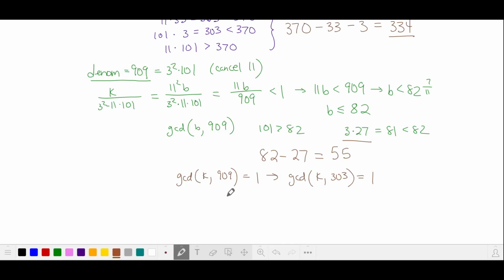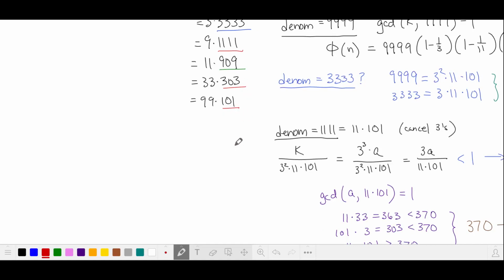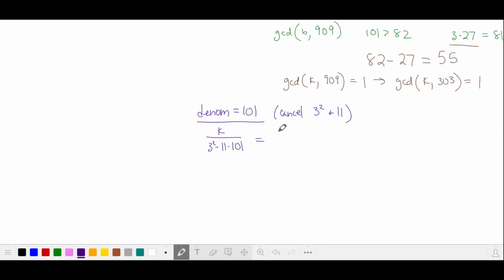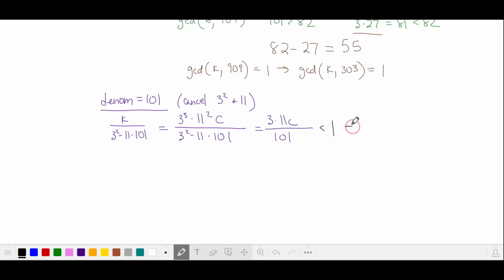And we note that if a number is relatively prime to 909, it's also going to be relatively prime to 303, since they both have the primes 3 and 101 in their prime factorization. So we can skip 303 and check for fractions with a denominator of 101. Here we're going to cancel the 3s and the 11. Our numerator can't be relatively prime to 9999, but it also can't have 101 in its prime factorization. So when we cancel out the 3 squared and the 11, we want to leave an extra 3 and 11 in our numerator. The fraction has to be less than 1, so we'll solve this inequality. And we have C is less than or equal to 3. C equals 1, 2, 3 is not going to cancel our 101, so this gives us 3 more numerators.